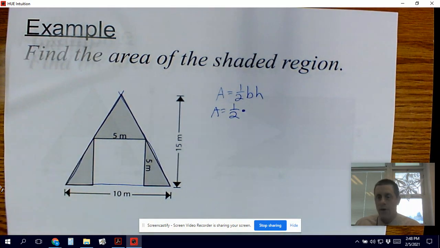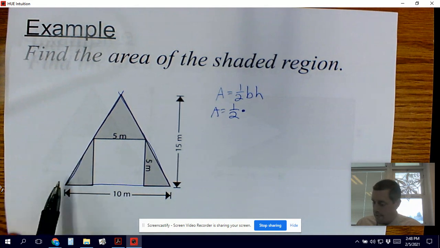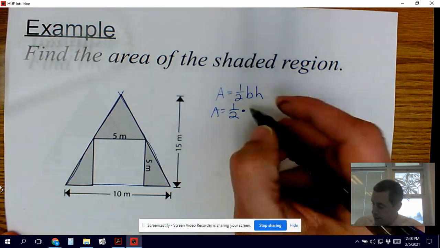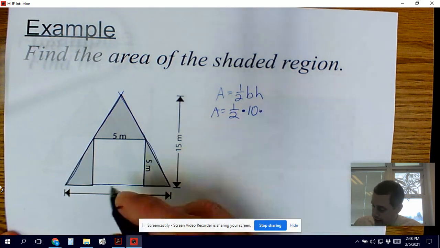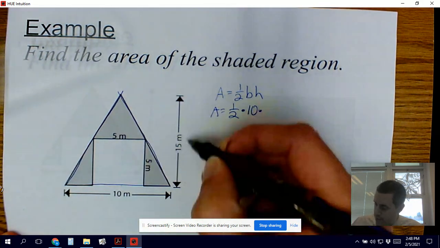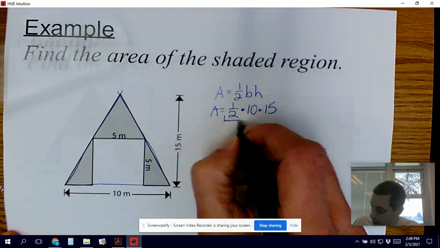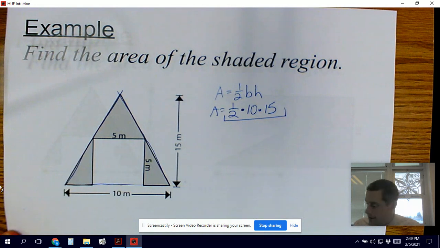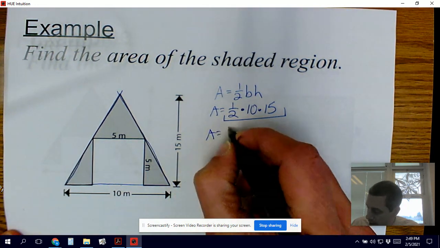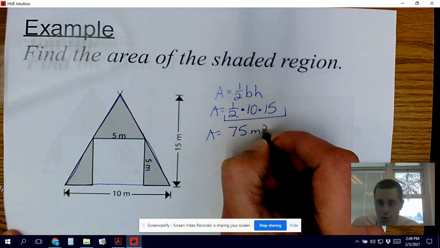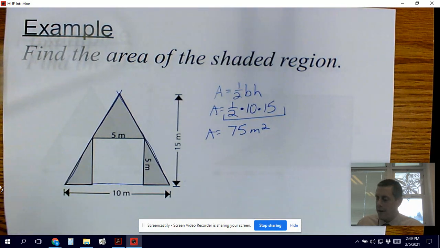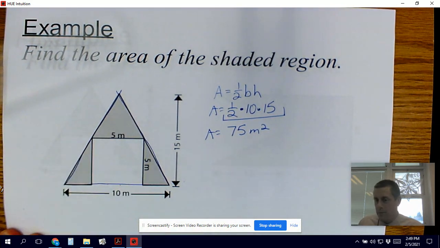Now I need the value of B, the base of the triangle. The base would be this bottom side here, which is 10 meters, times the height of the triangle. How tall is the triangle? That measures over here on the side, 15. So now I'm calculating 1/2 times 10 times 15, and I should get an area of 75 square meters. Now that is the area if the triangle was completely solid.